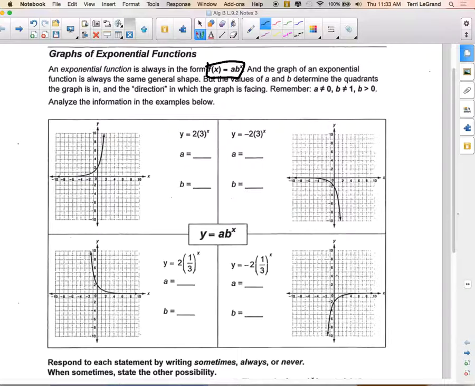Okay, let me give you one more chance. What other role do you think a plays? What's another thing we could say? If it's the starting value, it's the y-intercept. Way to go, Julia. It is the y-intercept. So when you look at the exponential function, when you look at the a value, you can say to yourself, I bet I could go put a point on the y-axis at this number.